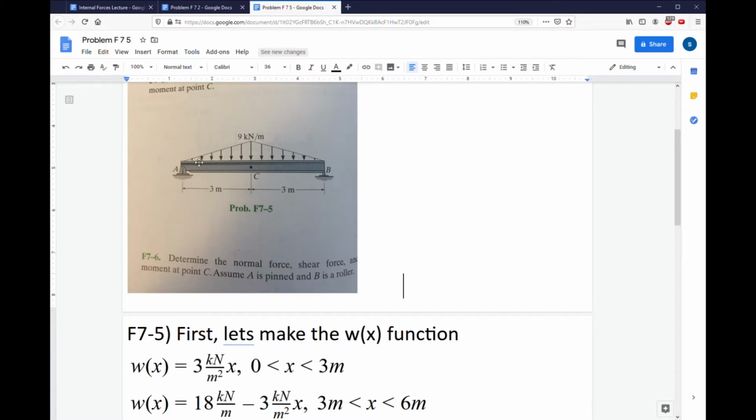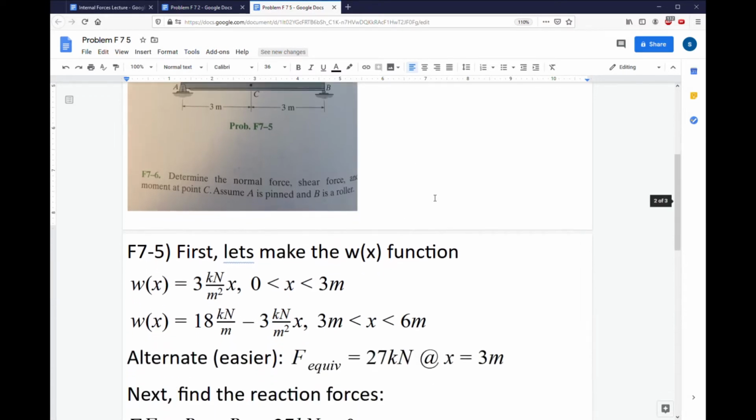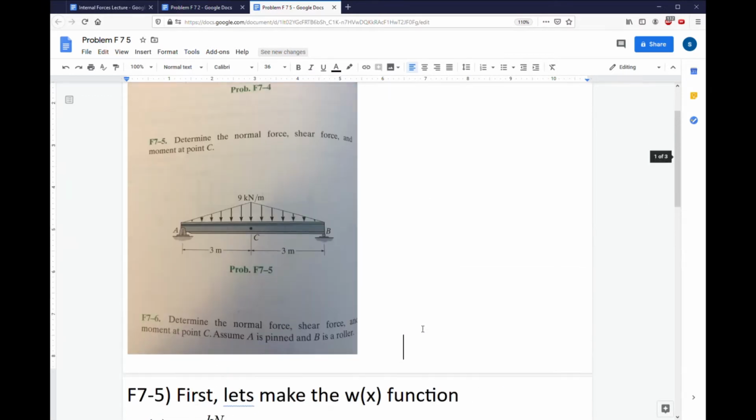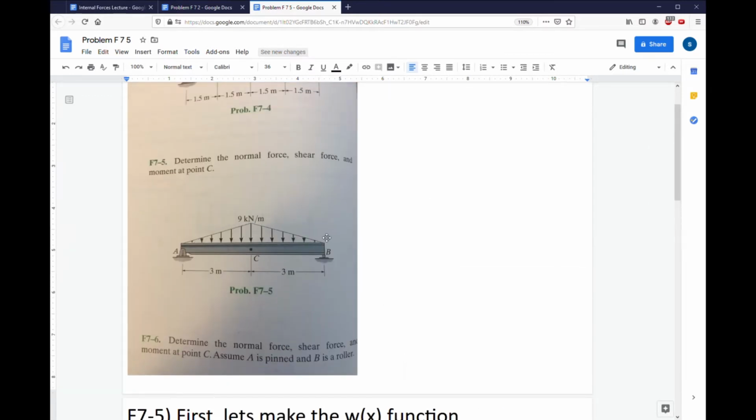The net force is equal to the integral of this W function, but on a graph, the integral can be found as the area under the curve. This curve is a triangle. The area of a triangle is 1/2 base times height. The base is 6 meters. The height is 9 kilonewtons per meter. So 1/2 times 6 meters times 9 kilonewtons per meter is 27 kilonewtons. We can also look at this distributed force, see that it is symmetric about this point in the middle, and say that it acts at x equals 3 meters.